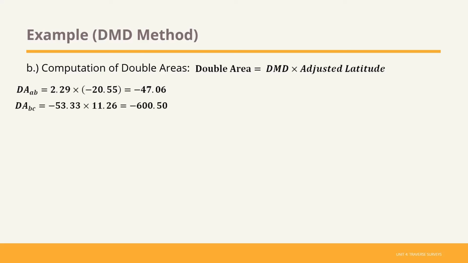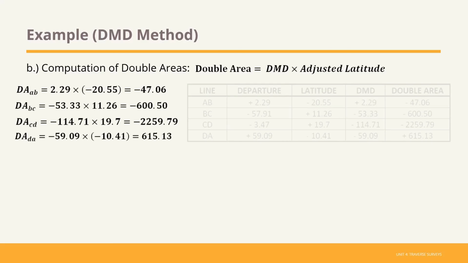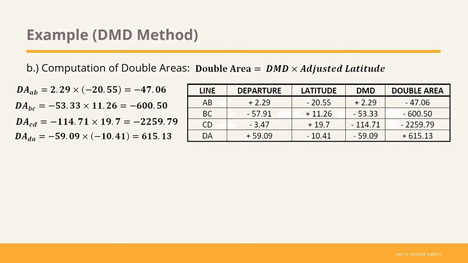The double area of line AB is equal to negative 47.06. For the double area of line BC, we'll have negative 600.50. For the double area at line CD, we'll have negative 2259.79. And lastly, for the double area at line DA, we'll have positive 615.13. Now, if we encode it in tabular form, this is what it looks like. We'll have the lines, the departures, the latitudes, and the DMD and the double area of the respective lines.